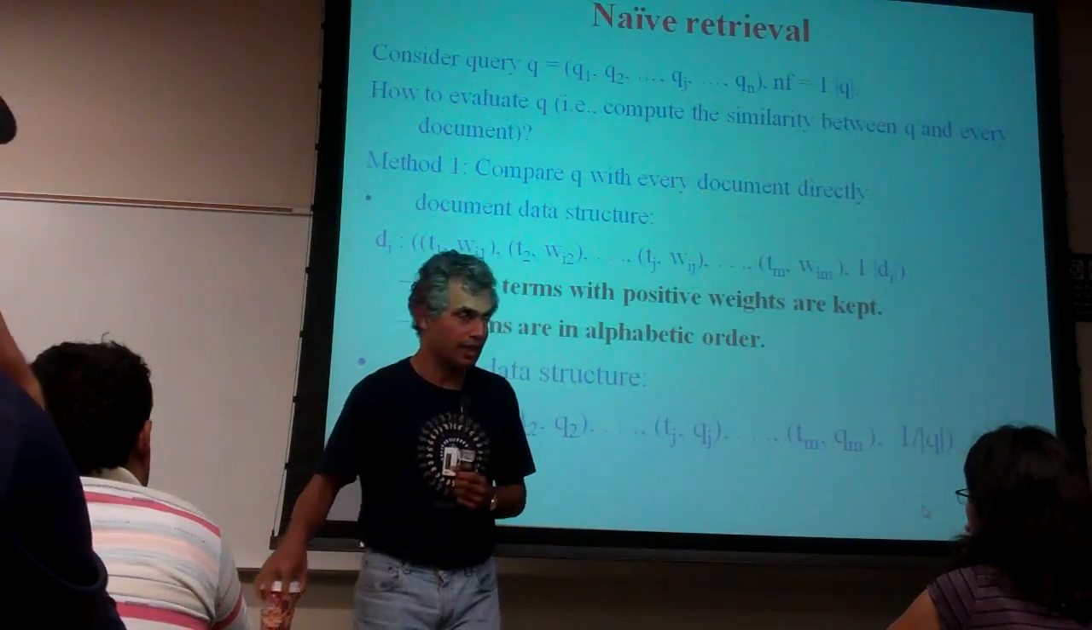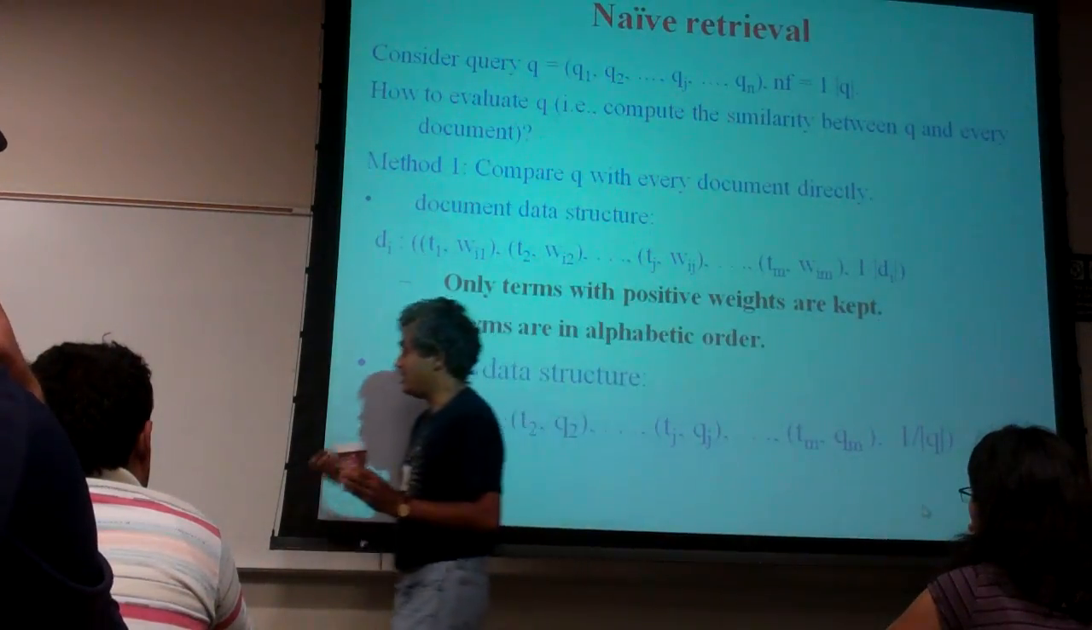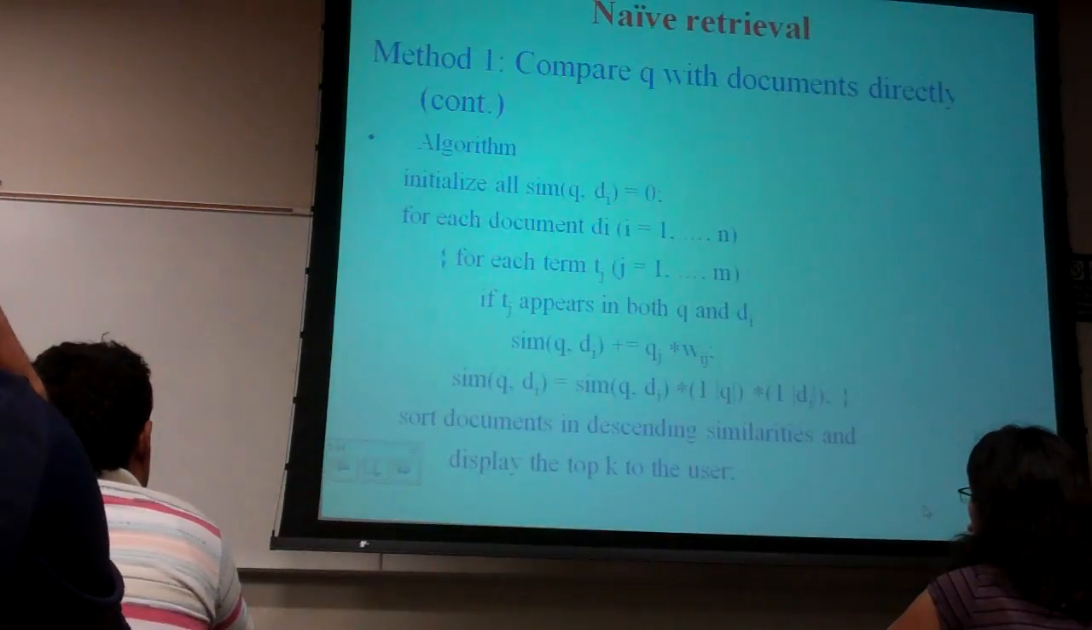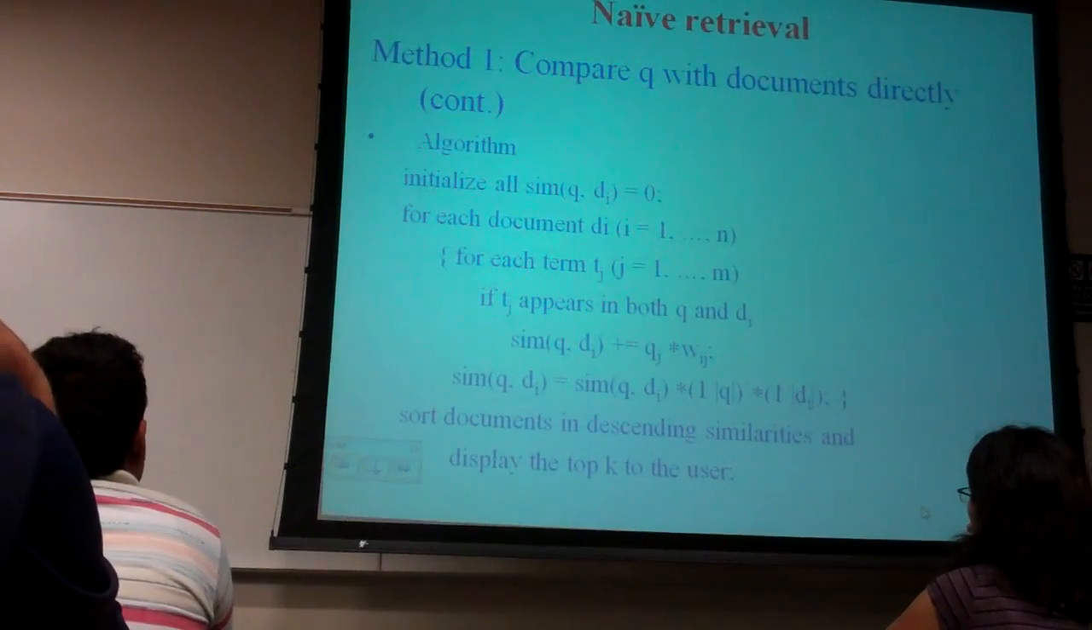Okay? Right? That's all we will do. That's inverted index. And it's not surprising that it's a useful thing to do. So this is the method for the naive retrieval, in pseudo code form.